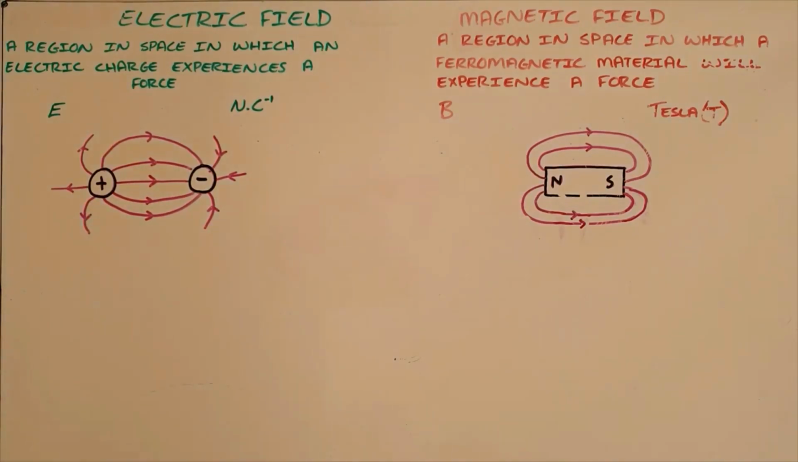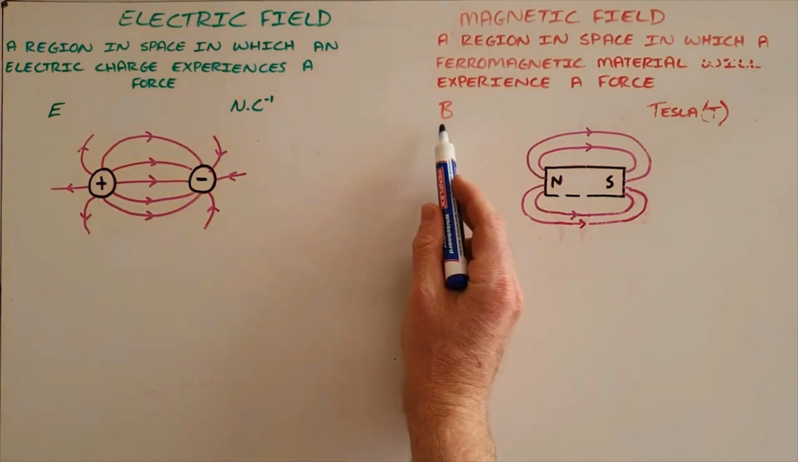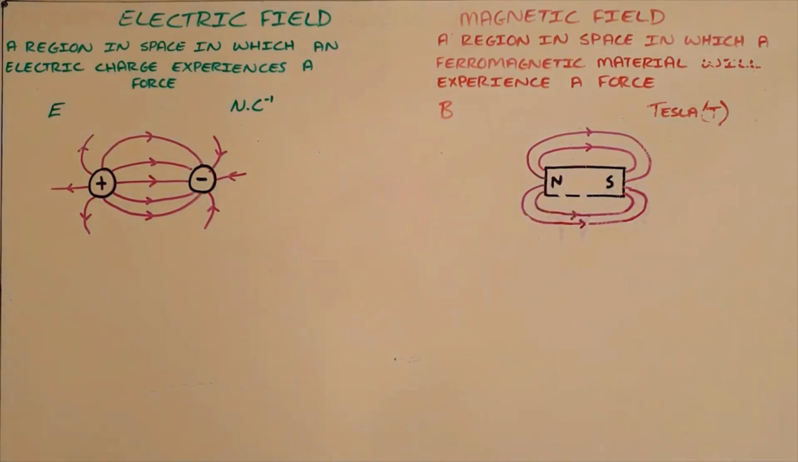And magnetic fields are something completely separate to that, where they are a region in space in which a ferromagnetic material will experience a force with the symbol letter B, and measured in Tesla, where magnetic field lines are always drawn directed from the north pole to the south pole of a magnet.